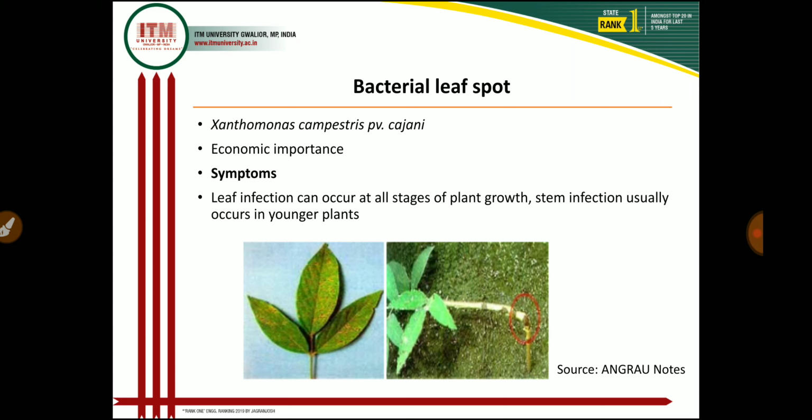And sometimes in stem canker, a rotting or cankerous growth occurs on the stem, and because of these cankerous or necrotic lesions, the stems are weakened and drop, or seedlings are dropped.